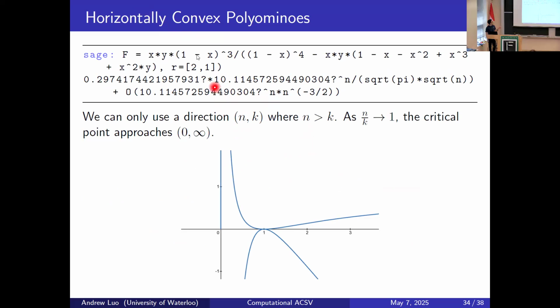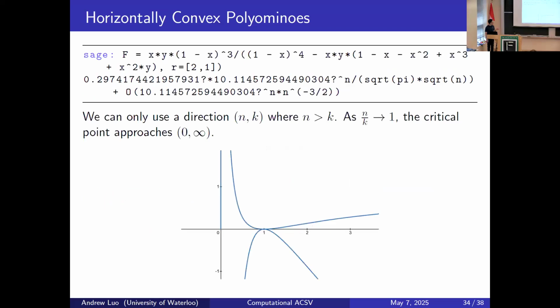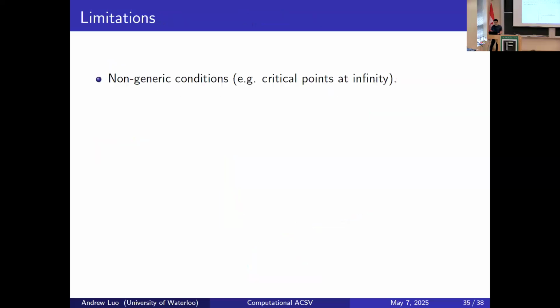Asterisk, given that the direction you choose has n greater than k. So what happens when n is less than k? This problem doesn't even make sense, because you can't have any tilings where you have more rows than cells. When n is equal to k, then your sequence is just all ones. But what happens with our algorithm is that if you look at the critical points as the ratio of n over k approaches 1, it goes off to infinity, and you get this weird critical point at infinity situation, which currently our code doesn't handle. That is to say that there are currently limitations to our program, which we are working on.